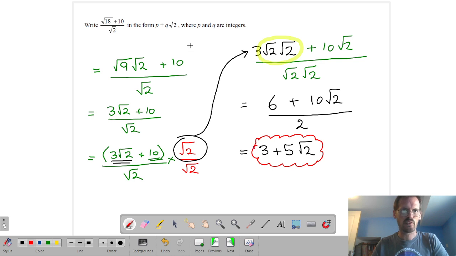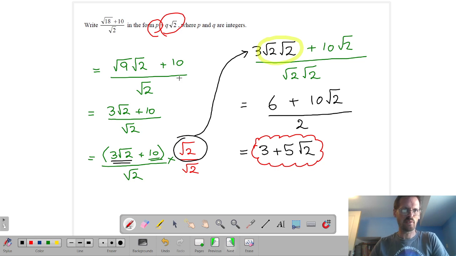We've got to that point there, and that is in the form of p plus q root 2, where p is 3 and q is 5, so q root 2 is 5 root 2. It's an awful lot of stuff going on there. There's rationalising, there's expanding a bracket, but take it step by step. It does make sense.